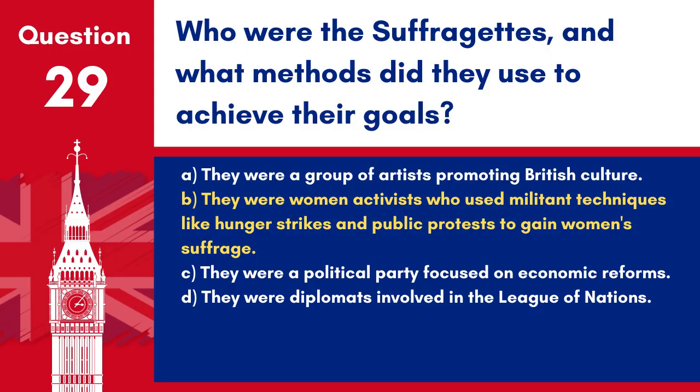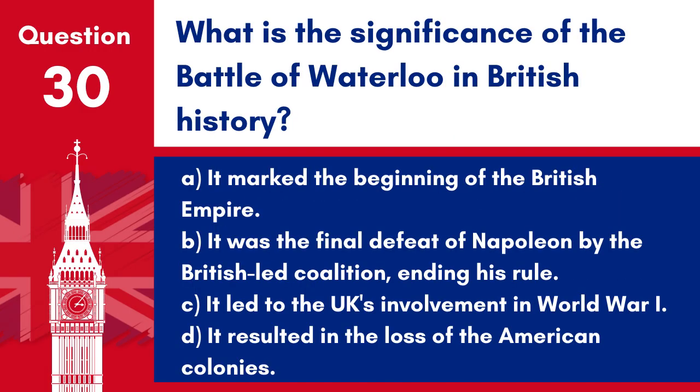Answer B. They were women activists who used militant techniques like hunger strikes and public protests to gain women's suffrage. The suffragettes were key players in the campaign for women's voting rights in the UK. Question 30. What is the significance of the Battle of Waterloo in British history?